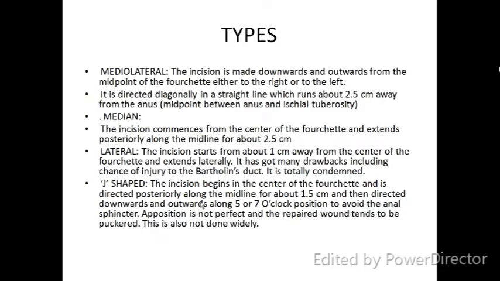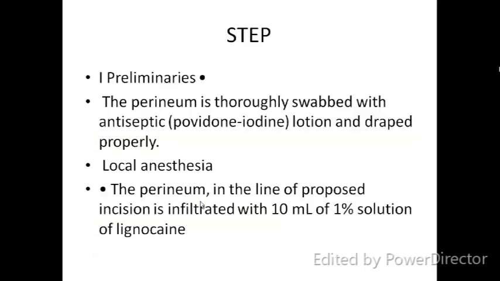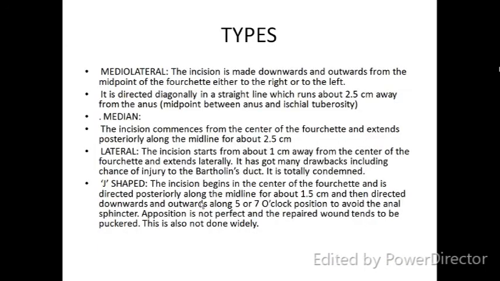What are the types? As I have told you, in mediolateral the incision is made downward and outward from the midpoint of the fourchette, either to the right or the left. It is directed diagonally in a straight line which runs about 2.5 centimeters away from the anus. It is 45 degrees. It starts from the fourchette and the angle should be 45 degrees.